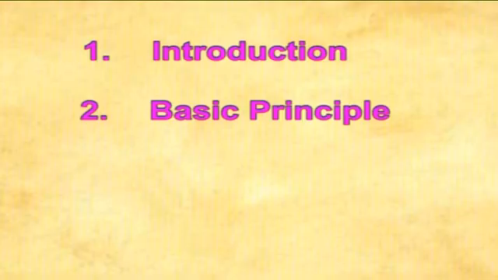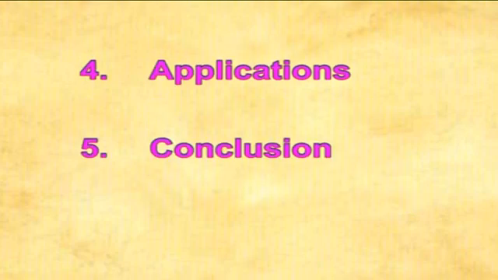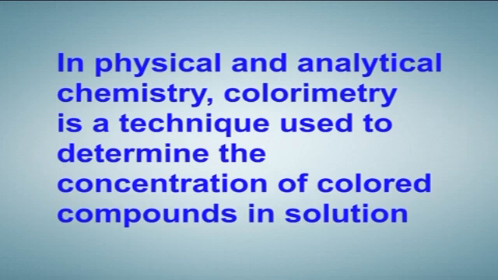The present lecture is on the topic entitled Colorimeter. This topic comprises the following 5 sections: Introduction, Basic Principle, Instrumentation and Methodology, Applications and Conclusion. Introduction. In physical and analytical chemistry, colorimetry is a technique used to determine the concentration of colored compounds in solution.